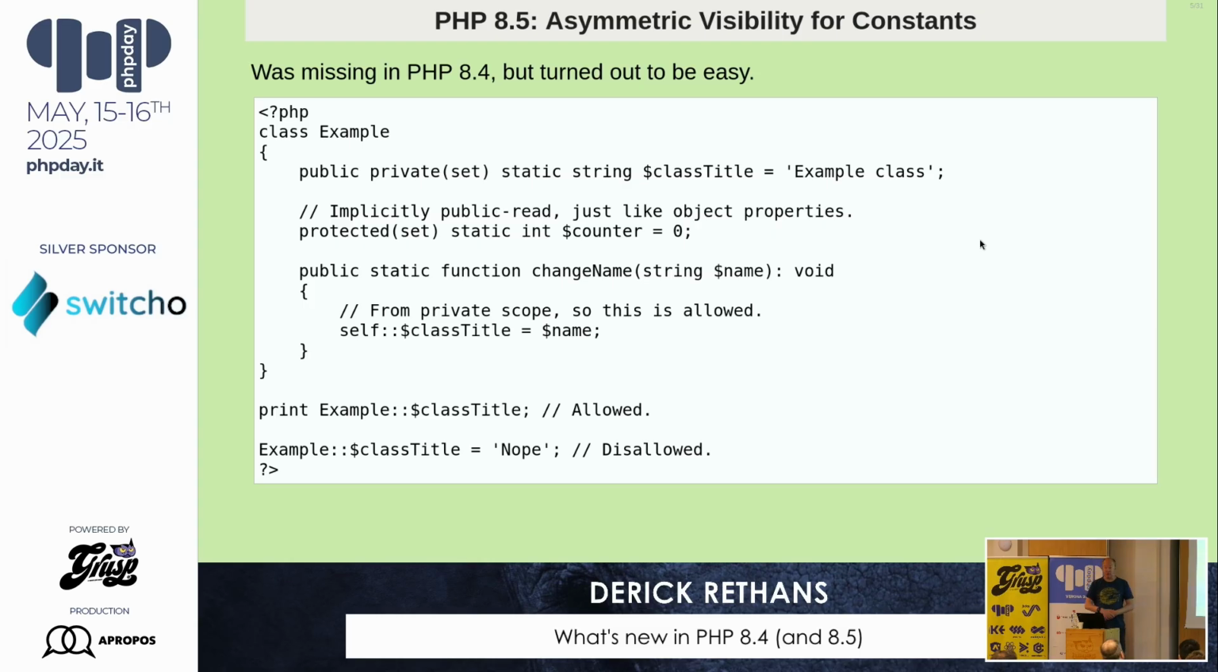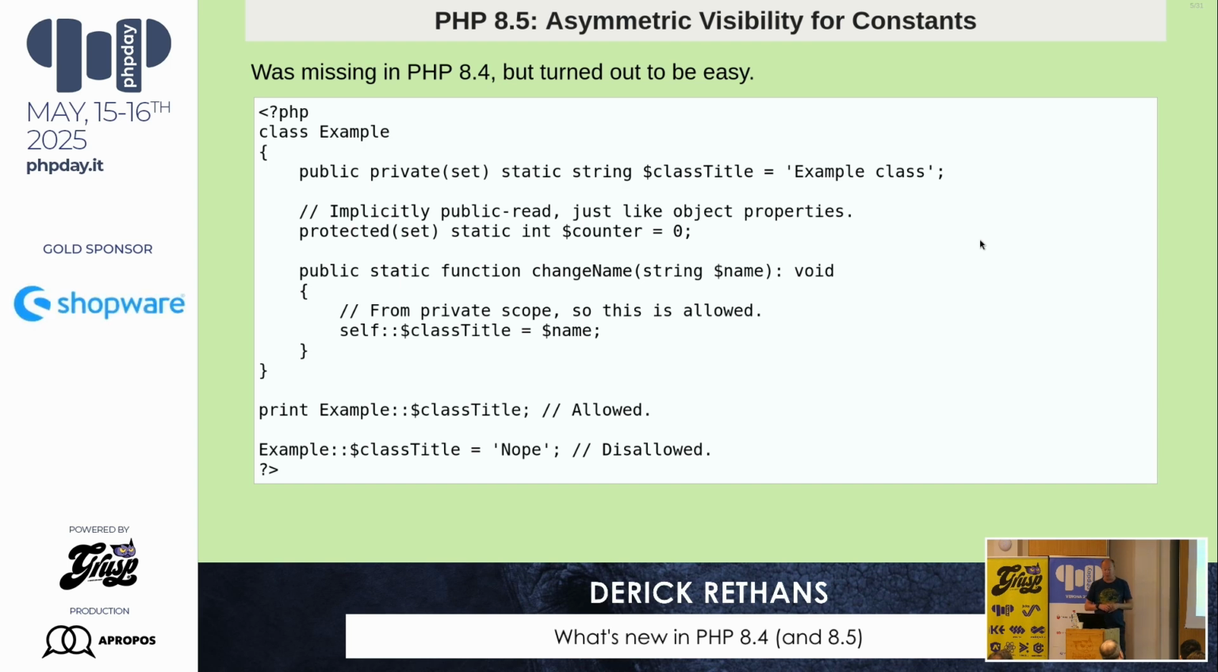Now, PHP 8.5, not out yet. This has been merged into the code base, but it will survive, I think it's pretty likely, but you never know. Is that before 8.5 you couldn't have the public and private set on constants. It was just left out for some reason.